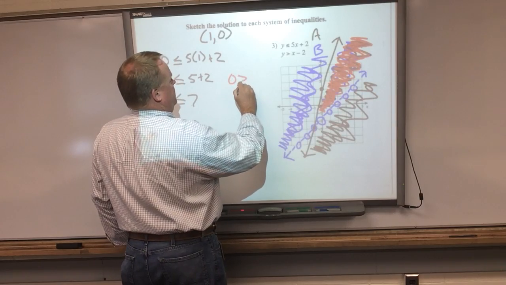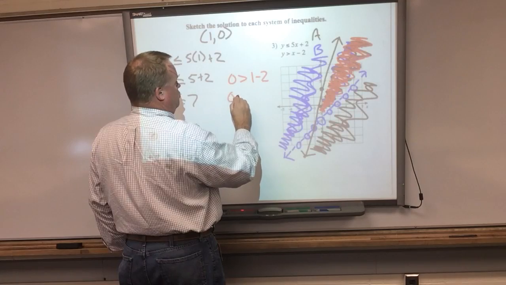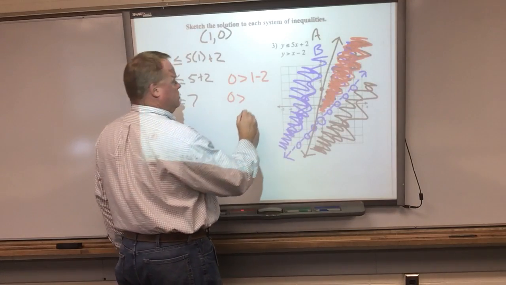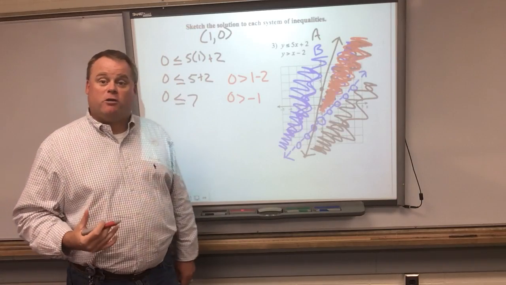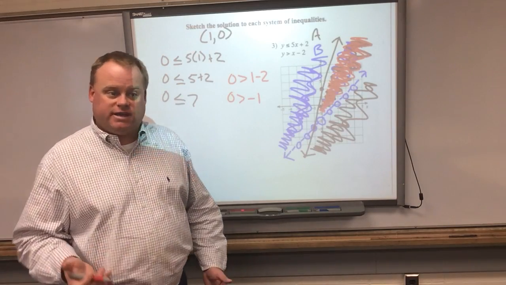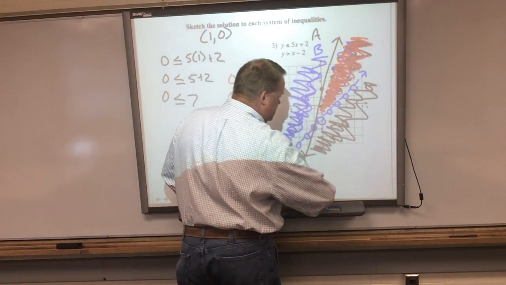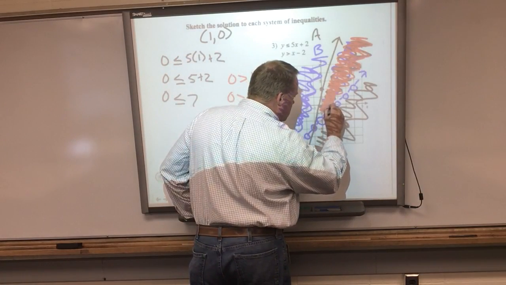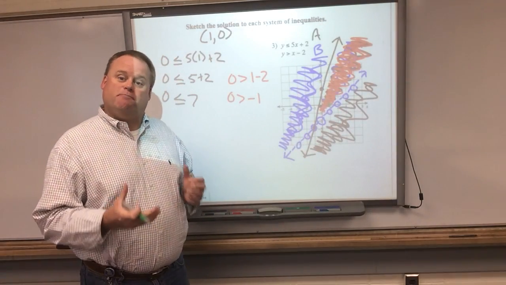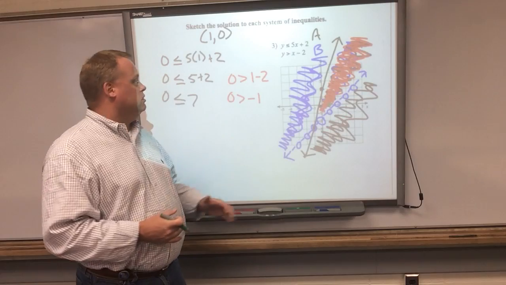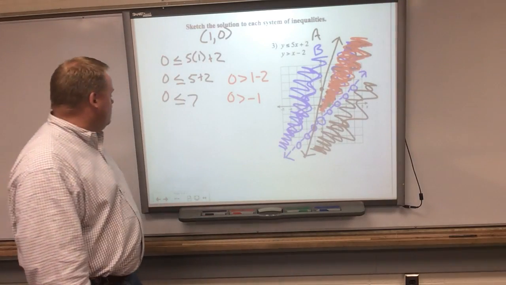Is 0 greater than 1 minus 2? Well, 1 minus 2 is negative 1. Is 0 greater than negative 1? Well, yes, it is. So we know that the point (1, 0), which is right here, is a solution that makes both of these inequalities true. So we know that this is accurate. All right, moving on.